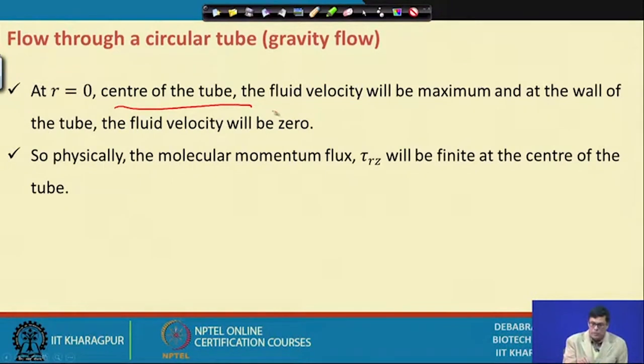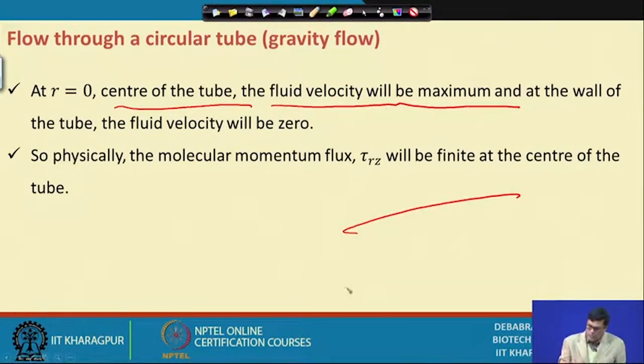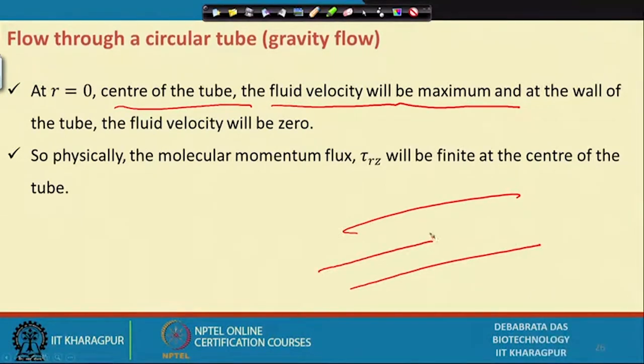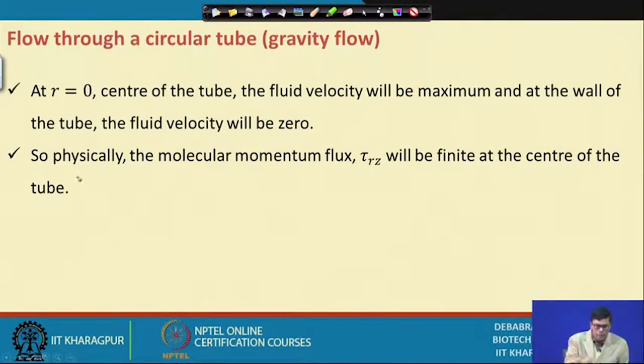If r equals 0, at the center of the tube, the fluid velocity will be maximum. Suppose this is the tube, and you know that the velocity is the maximum here. Why is it maximum? Because you have less friction. As you come close to the wall, there will be friction between the wall and the liquid, so the velocity will be affected. Physically, the molecular momentum flux, that is tau rz, will be finite at the center of the tube.